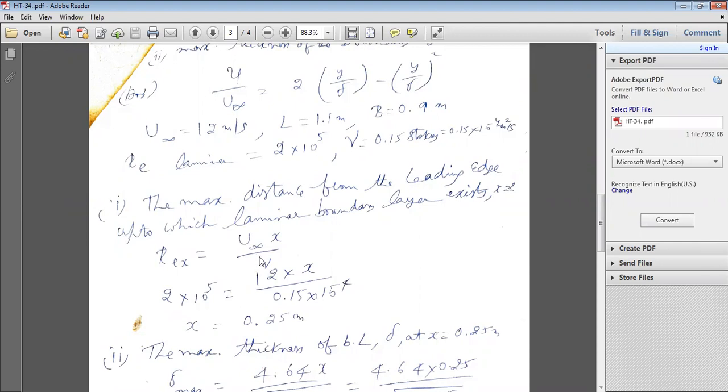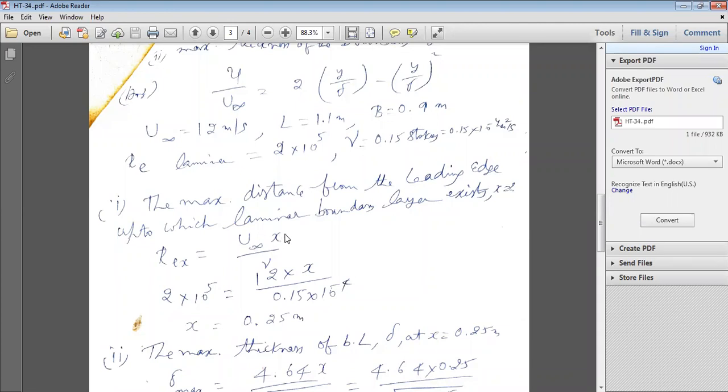But you can replace mu by rho, if you take the rho in the denominator. That is mu by rho, dynamic viscosity divided by density. You can replace that with kinematic viscosity nu. So Reynolds number at any given value of x, Rex, how do you calculate?